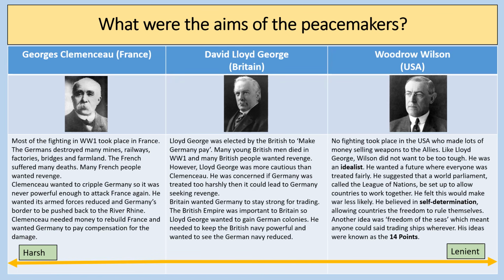So the peacemakers, Clemenceau, Lloyd-George and Wilson, have very, very different aims indeed that they want to achieve at the Treaty of Versailles.